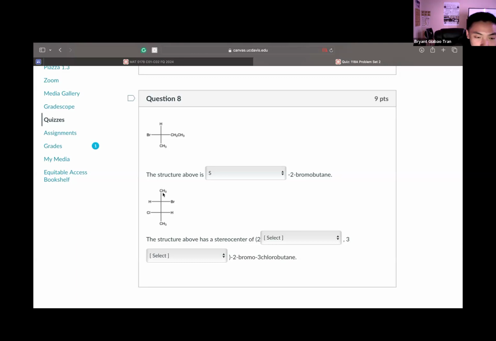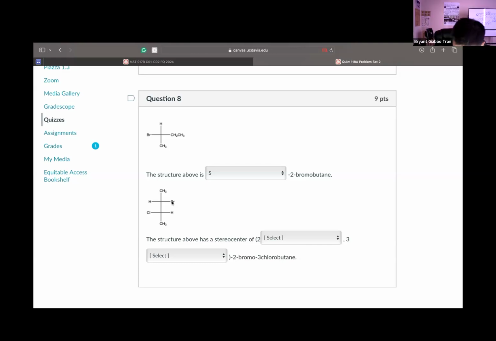Oh, right. So when we assign priority for groups, we assign them based on atomic number. If you look at the second carbon, and look at the groups attached to it, the very first atom attached to that carbon, we have a bromine, a hydrogen, and 2 carbons. Bromine has the highest atomic number out of all those atoms, so bromine has the number 1. But we have 2 carbons now. They have the same atomic number. There's a tie, the carbon on the top and the carbon on the bottom. And if there's a tie, then we see what's attached to those carbons.